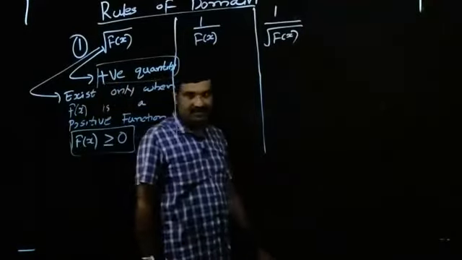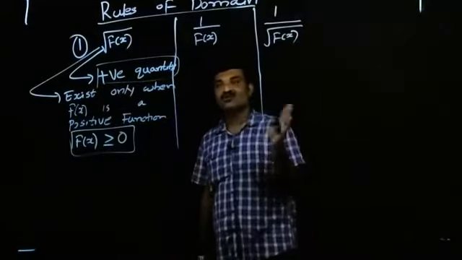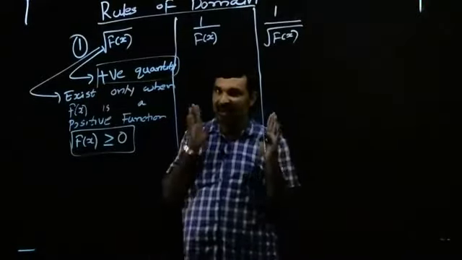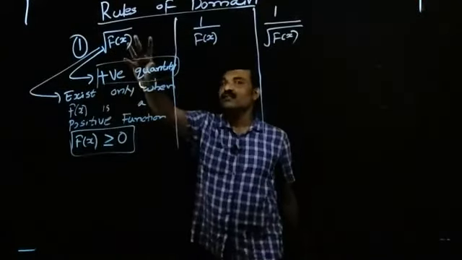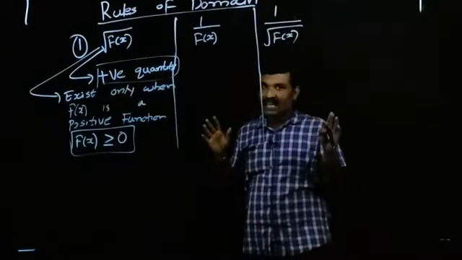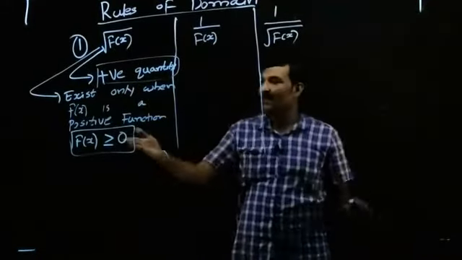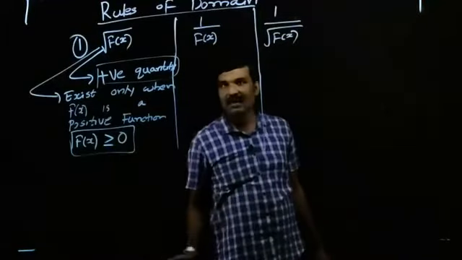f of x may be 0. The square root of 0 is equal to 0, or a positive quantity. f of x should not be less than 0. That should not be a negative quantity, right? Then the square root is not defined. So in problems of this type, with square root of some function, we can obtain the domain by using this inequality, that is f of x greater than or equal to 0.